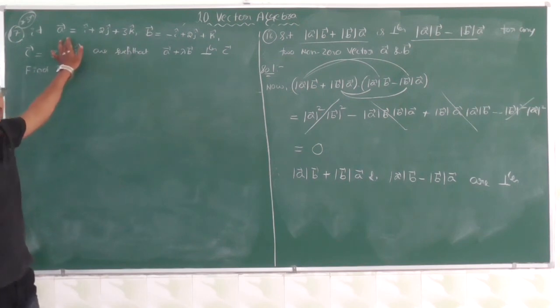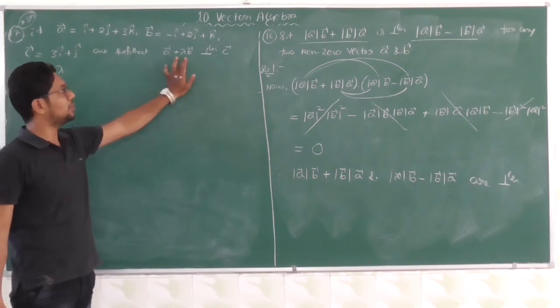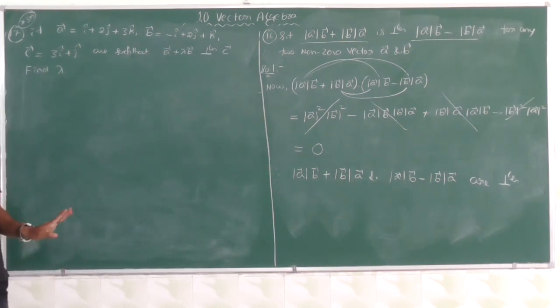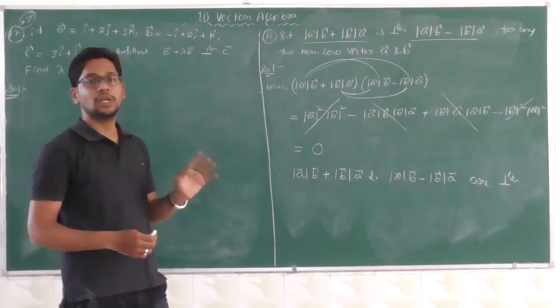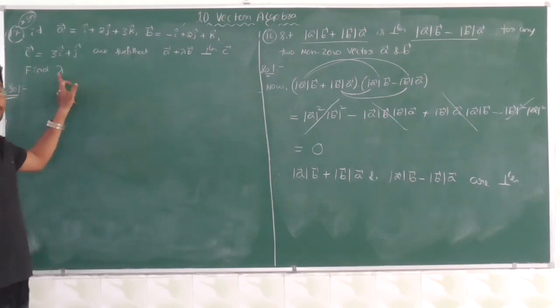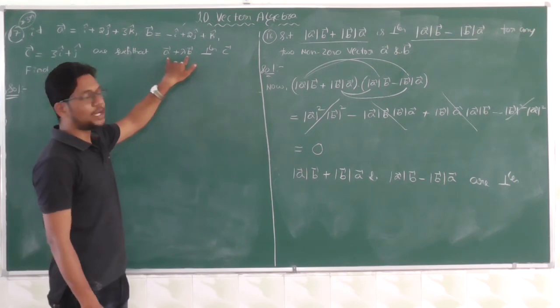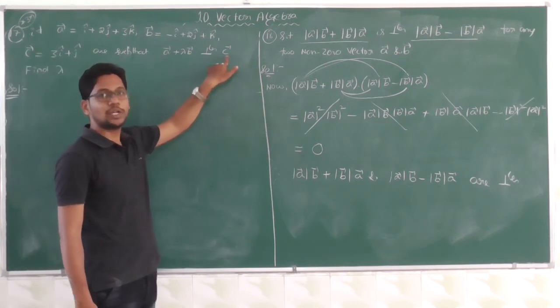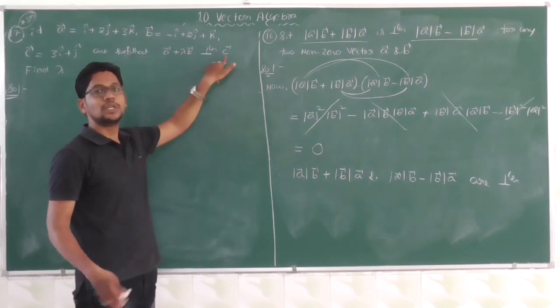Here we have 3 vectors, A vector, B vector and C vector, such that A plus lambda B vector is perpendicular to C vector. We have to find the value of lambda. You just see the hints given in the problem to find the value of lambda. It is given that A plus lambda B vector is perpendicular to C vector.